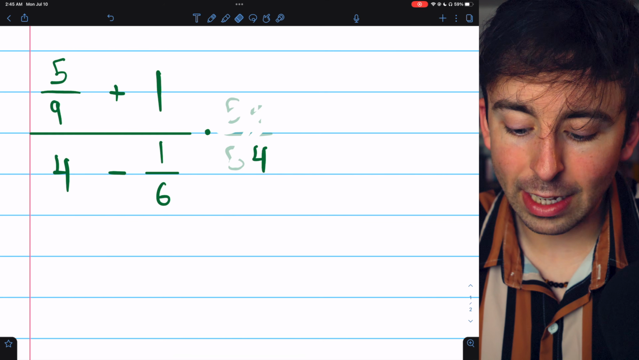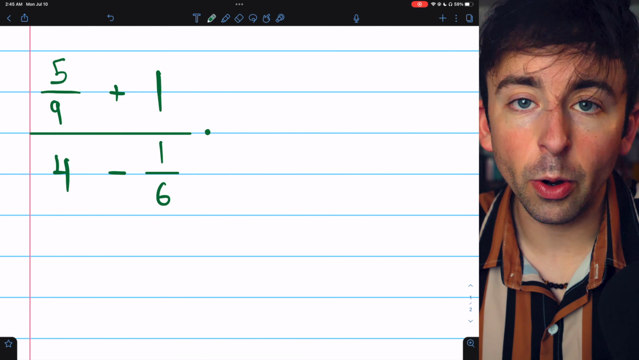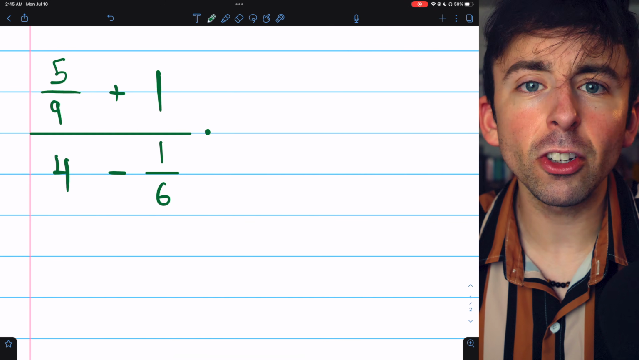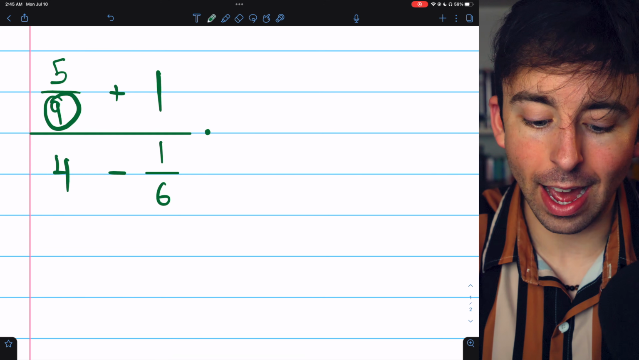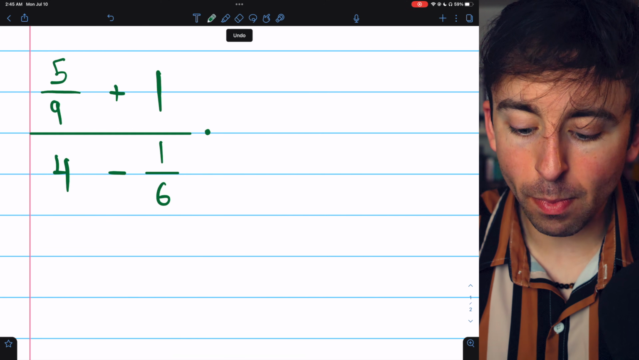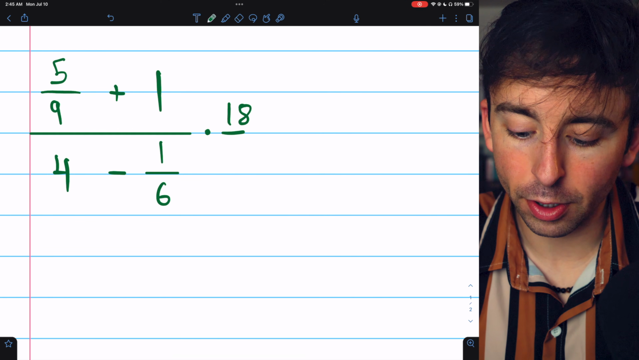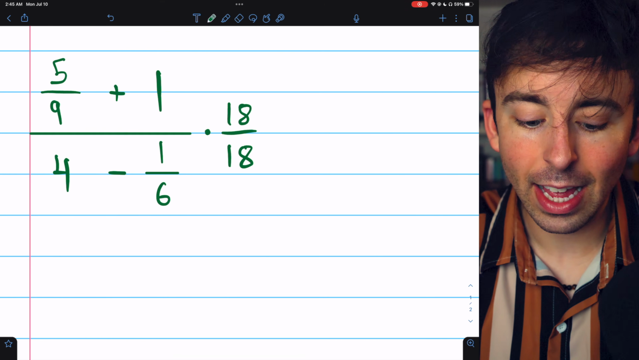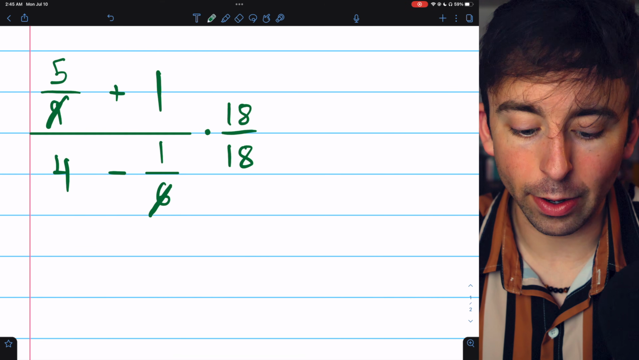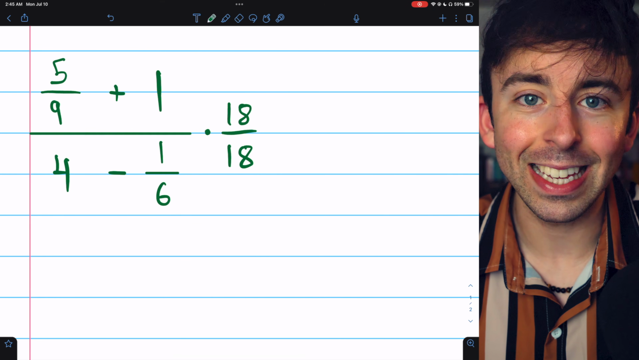So that works fine, it's reliable, it works, but you might notice that 18 is a much smaller multiple of both 9 and 6. So if we multiply by that least common multiple, 18 over 18, it will cancel out those denominators, and it will make our work just a little bit easier.